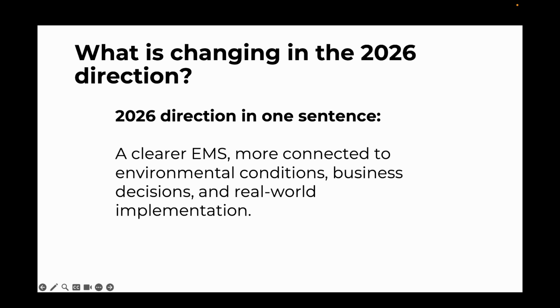So this series is not built on the idea that 2026 is a completely different standard. It is built on the idea that 2026 pushes organizations toward a more mature and more reality-based interpretation of the EMS.